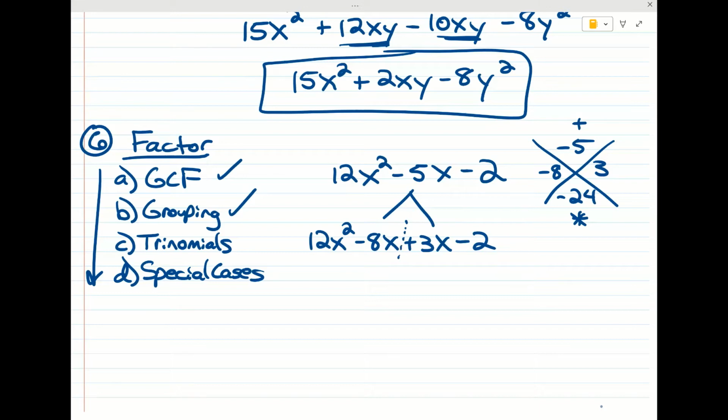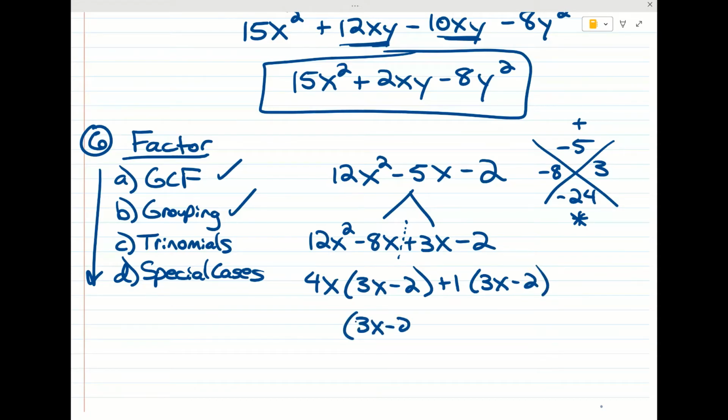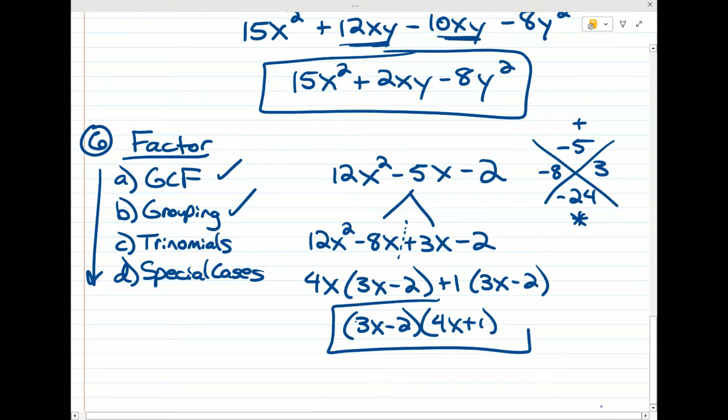If we cut it down the middle now and factor out the GCF of each half, we could take out a 4x and we're left with 3x minus 2. We could take out a factor of 1 and we're left with 3x minus 2. Completely factored, you write your new GCF, which is what's in common, the 3x minus 2, and then the 4x plus 1 is what's left over. This would be completely factored.